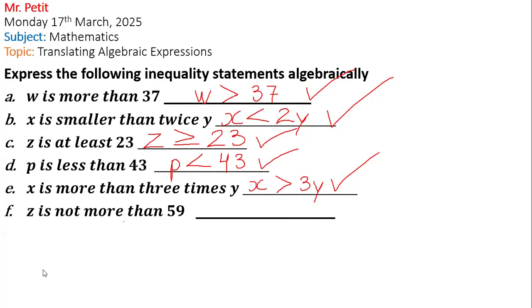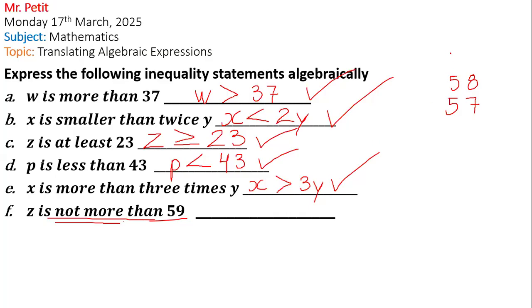Well, let's think about it, right? So if we have 59, so it's Z, right? Can Z be 50? Can Z be 57? Yes, sir. Why? Because it says not more than 59. Good. Can Z be 58? Yes, sir. Why? Because it's not more than 59, right?